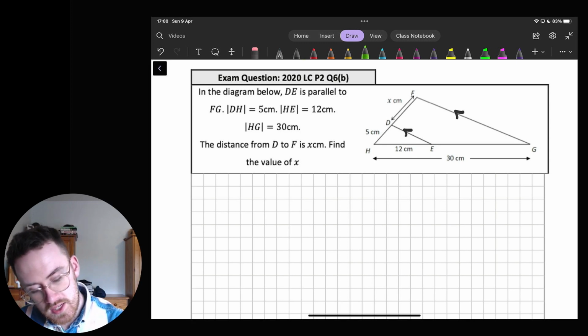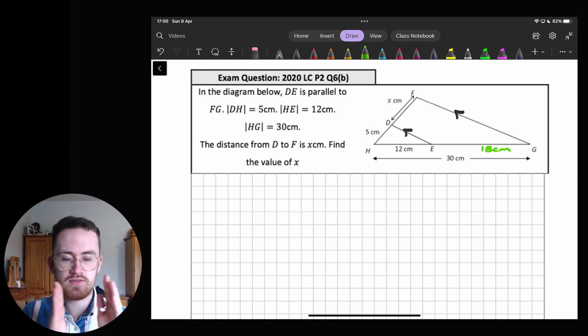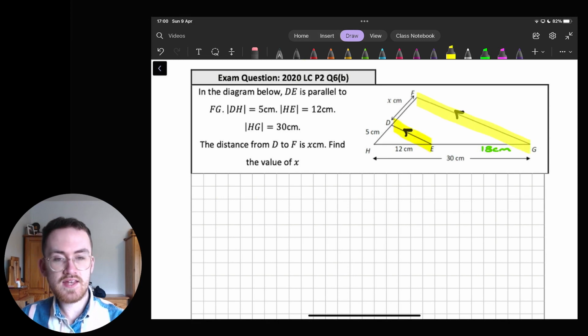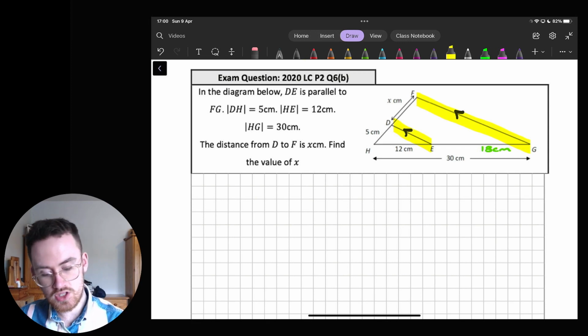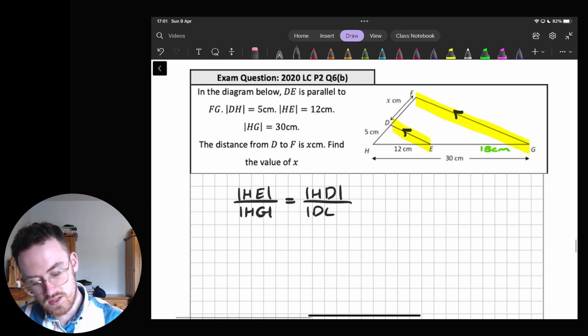Well, the one thing that we could mark in is that this distance here from E to G must be 18. If the full distance is 30 and this small first part was 12, the other one must be 18. Now what we can use is we know that these two lines are parallel, and if we have two parallel lines here, then if they cut one side into one ratio, they should cut the other side following the same ratio. And what we mean by that is that if I have one side, say the HE, the distance from HE over the distance from HG, that fraction should be the same as what I have on the other side, the distance from HD over the distance from D to E.